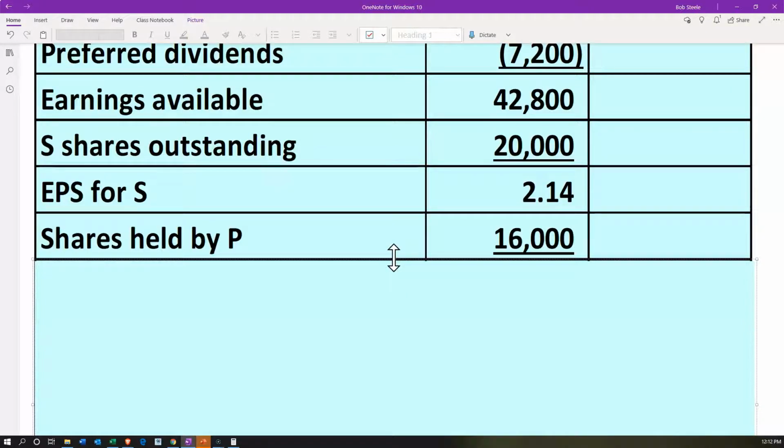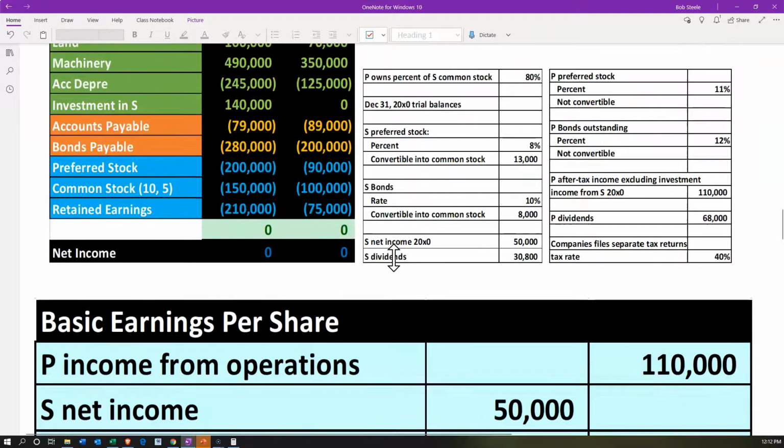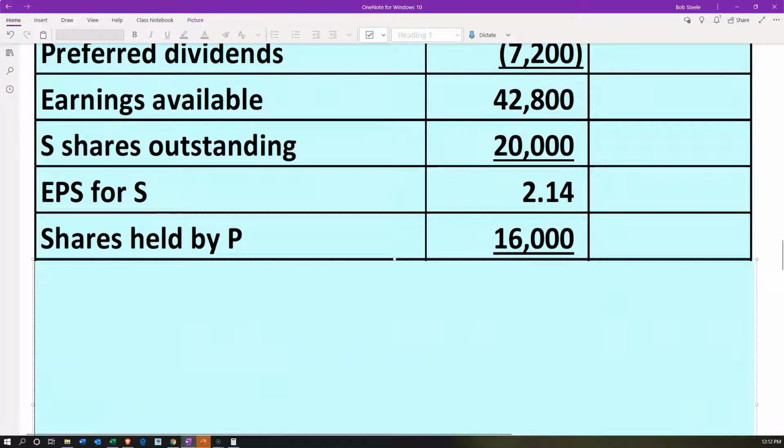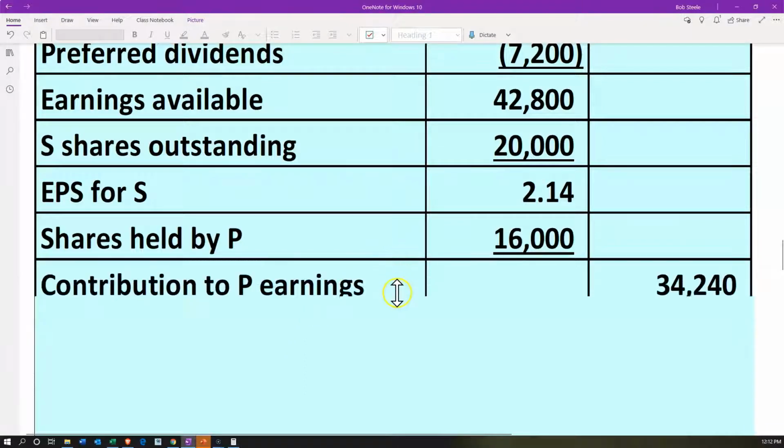So how many shares are held by P? Well, we're going to go back up top and say that P has 80% of the shares, and we said there's 20,000 shares. We're taking 80% of the 20,000, so 20,000 times 0.8. That's going to give us 16,000. Then we have the contribution to P earnings per share, which of course is that 16,000 shares that P has of S. So 16,000 times the 2.14. That's going to give us our 34,240.